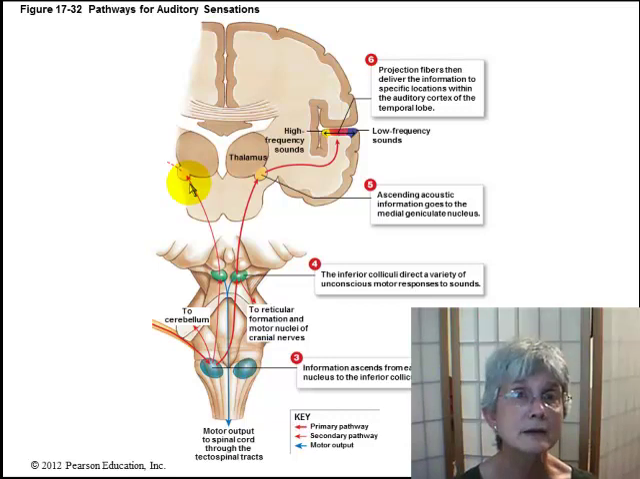And noise tends to get filtered out either at the level of the thalamus, you just don't even recognize it at all, or it's quickly forgotten as it comes in. You may be aware of noise, but you forget about it very quickly.